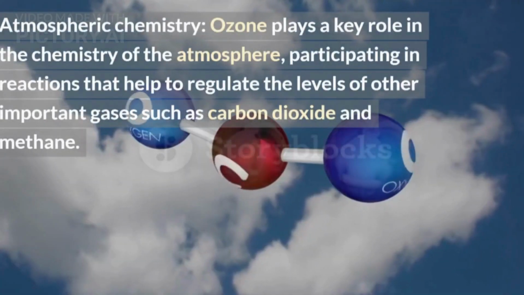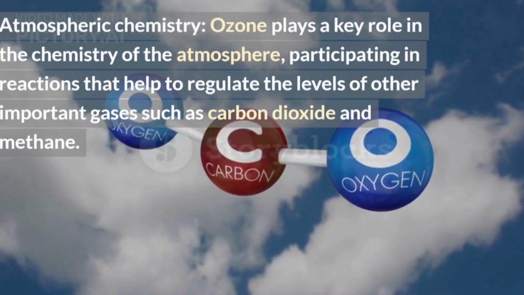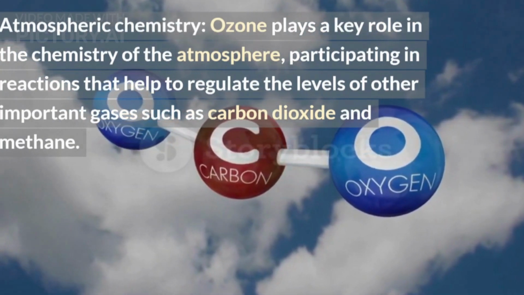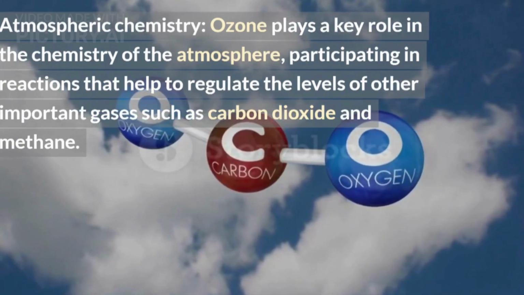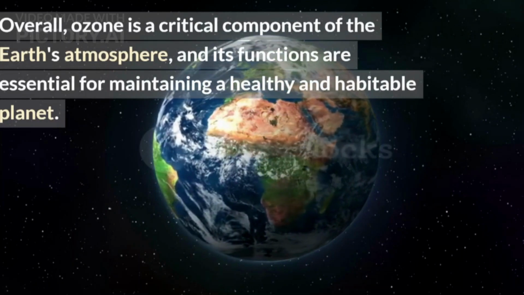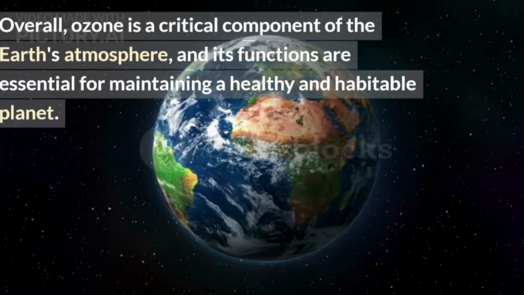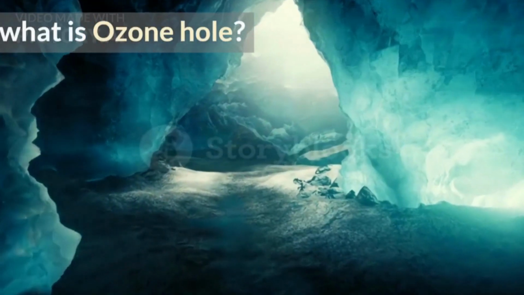Atmospheric chemistry. Ozone plays a key role in the chemistry of the atmosphere, participating in reactions that help to regulate the levels of other important gases such as carbon dioxide and methane. Overall, ozone is a critical component of the Earth's atmosphere, and its functions are essential for maintaining a healthy and habitable planet. What is the ozone hole?